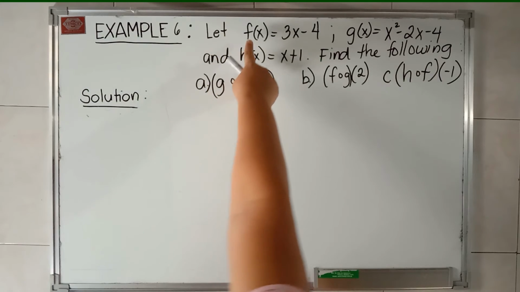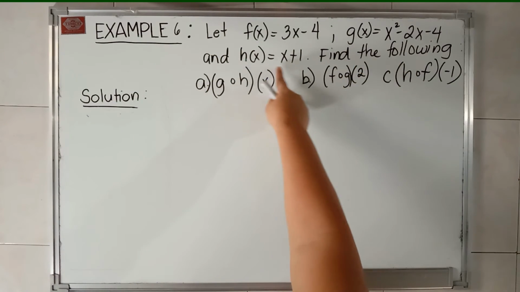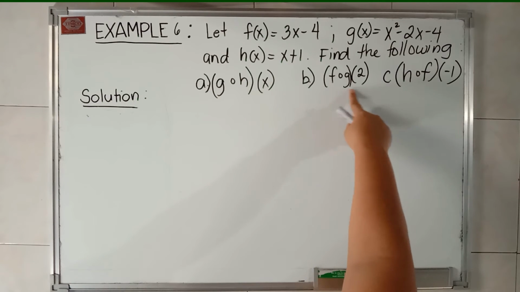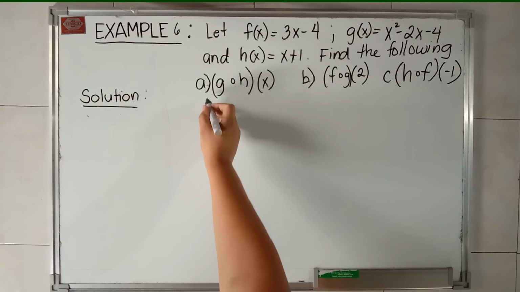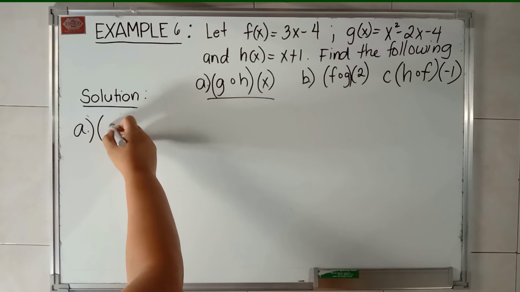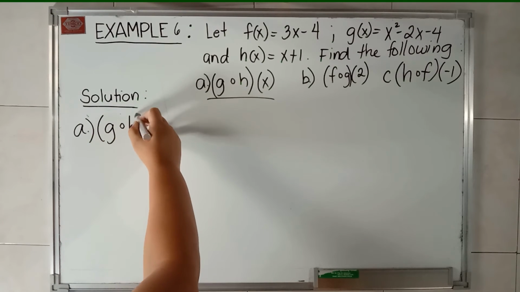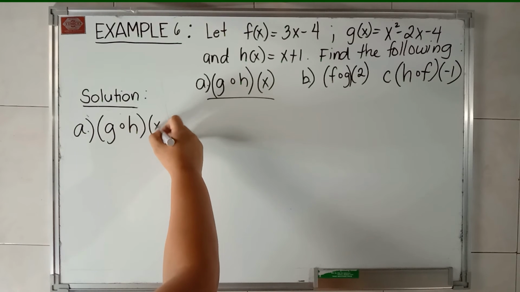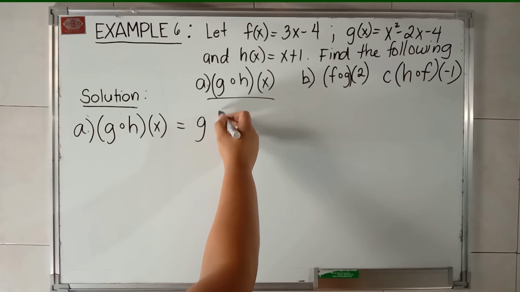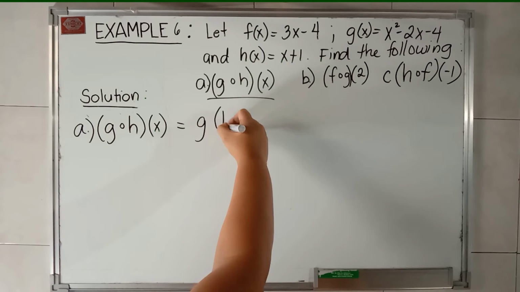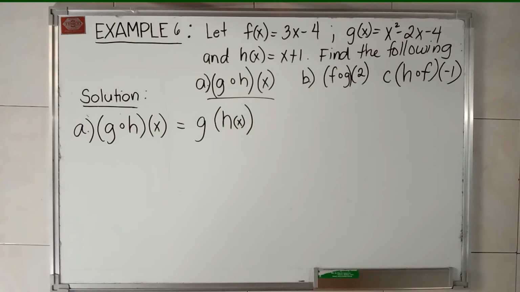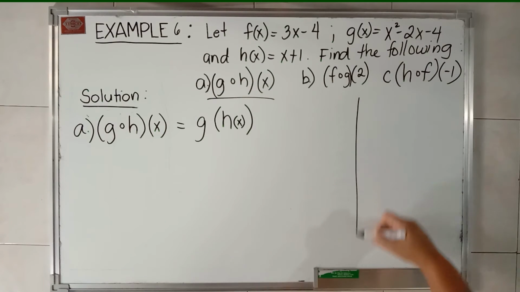So example 6, that f of x is equal to 3x minus 4, g of x is equal to x squared minus 2x minus 4, and h of x is equal to x plus 1. So gagawin muna natin ay g circle h of x. So in g circle h of x, from the definition, we can write g of h of x. Ibig sabihin, yung function na h of x, ilalagay natin sa lahat ng x ng g of x.